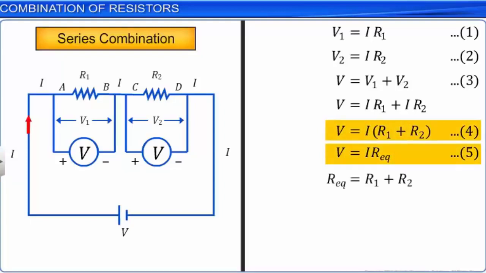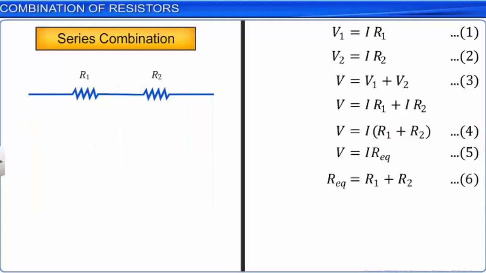From equation 6, we conclude that when two resistors R1 and R2 are connected in series, the combination has an equivalent resistance equal to R1 plus R2.